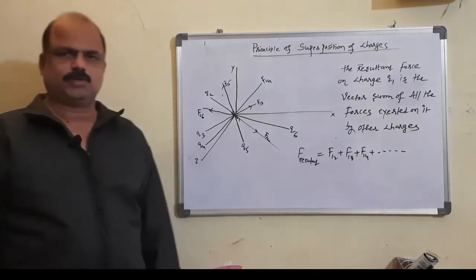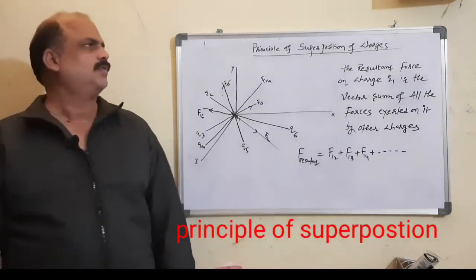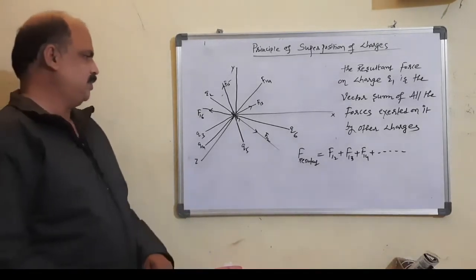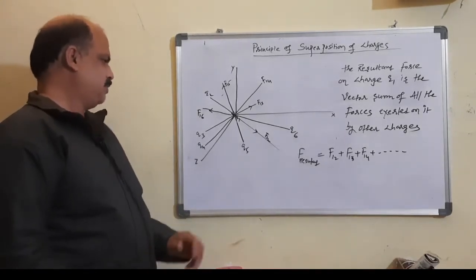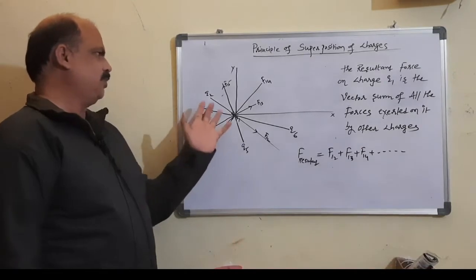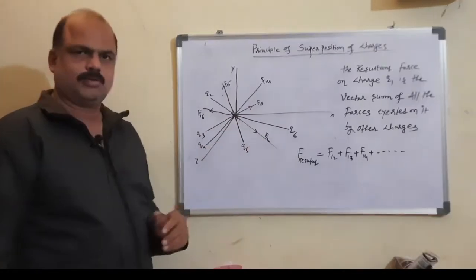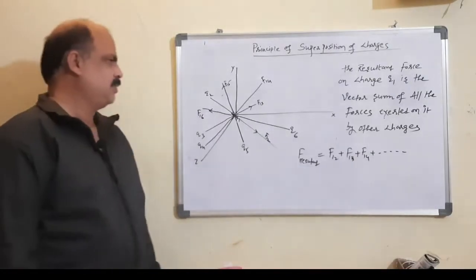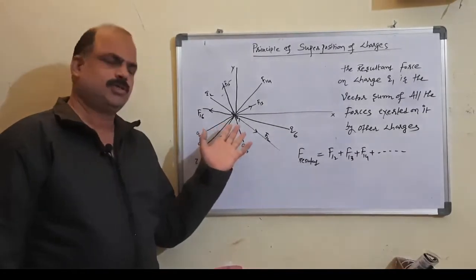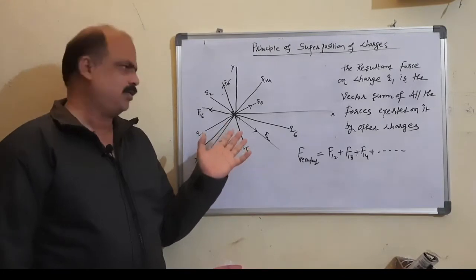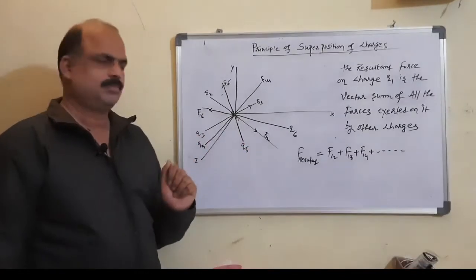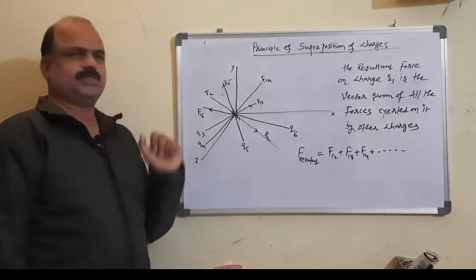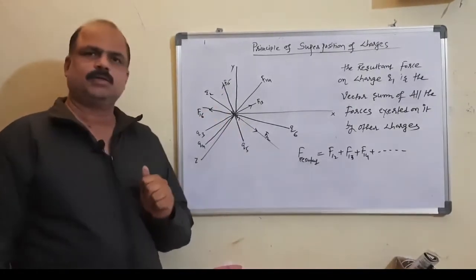Let us discuss the principle of superposition of charges. So these are the point charges Q1, Q2, Q3, Q4, Q5, a number of point charges. Q1 is another point charge which is placed at the origin of the coordinate system, and it experiences a force due to all these charges around it.